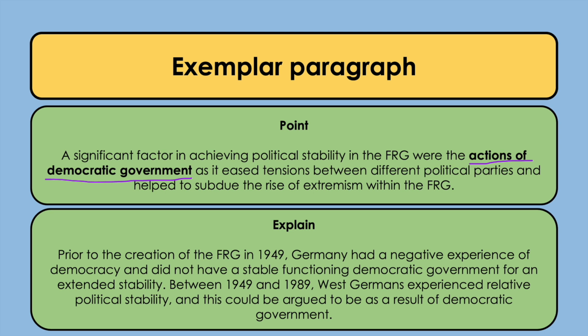What I have not done, however, is gone into massive detail. I have literally just said that prior to the FRG, Germany had experienced extreme political instability and had a very, very negative experience of democracy. That is all that needs to be said. Between 1949 and 1989, West Germans experienced relative political stability, and this could be argued to be as a result of democratic government. So what I've done there is I've given a little bit more context behind my factor and what it is that I'm going to be discussing.